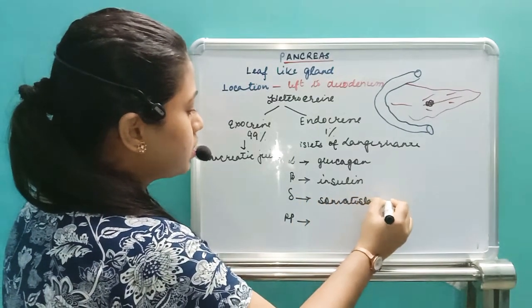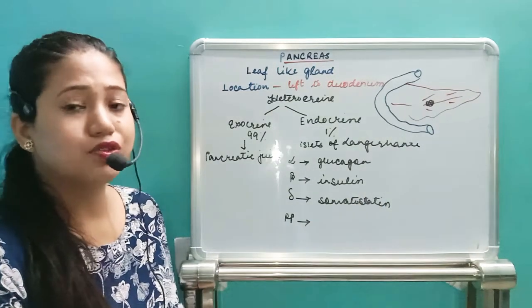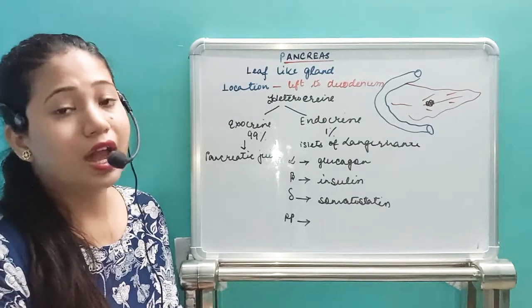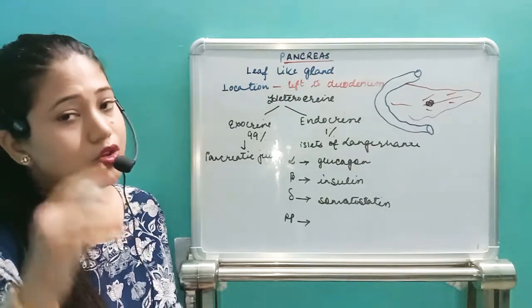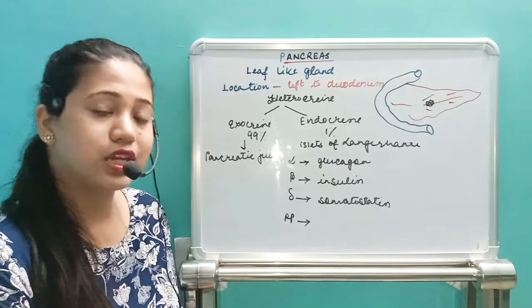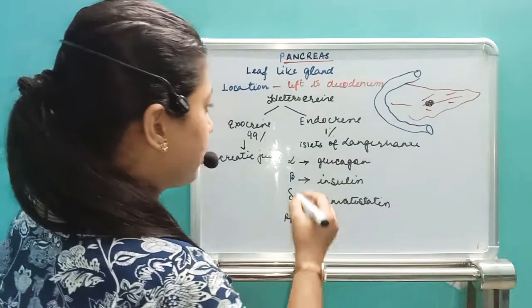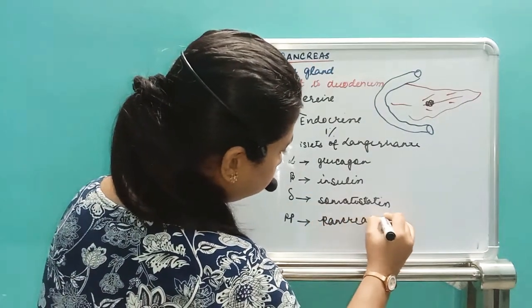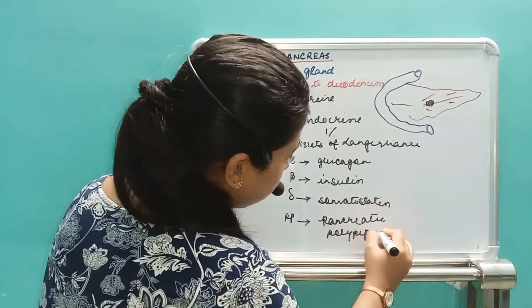Somatostatin you have also heard of in the hypothalamus. In the hypothalamus there is one inhibitory hormone released for growth hormone, GHIH, growth hormone inhibiting hormone, which is also called somatostatin. That is released from the hypothalamus in the brain, and this somatostatin is released from the pancreas. The PP cell releases a hormone called pancreatic polypeptide. So there are 4 types of cells present.